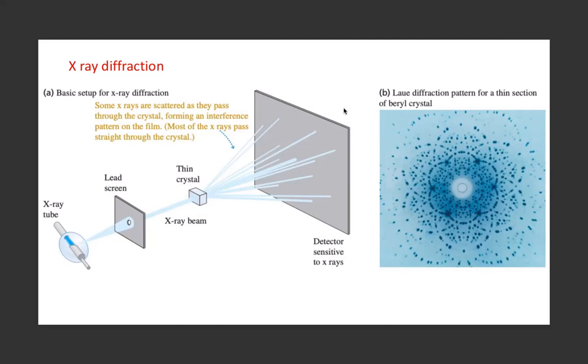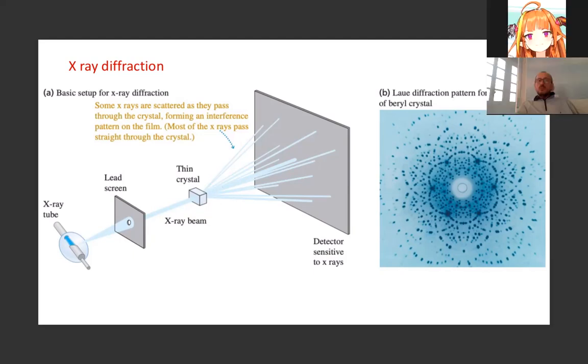And this is exactly what X-rays do. X-rays will actually diffract from an ordered crystal in a solid, okay? And I'm going to try to show you what the main features are. Let's start with this diagram here.